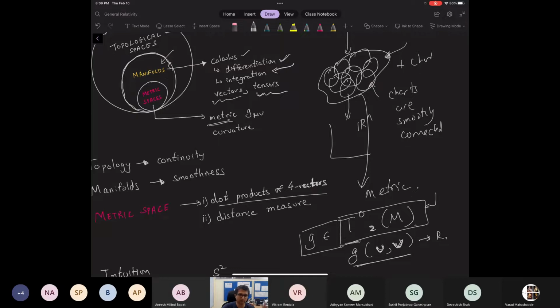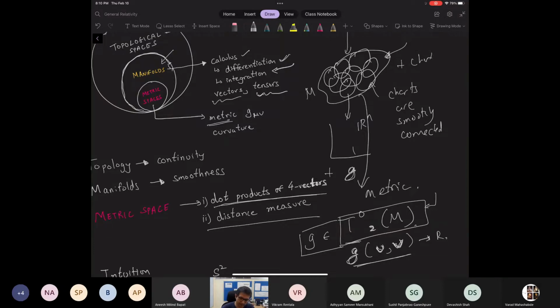I don't have to take a vector and a dual vector. I can really take 2 vectors as inputs and take their dot product by using this metric, which is a (0,2) tensor. And once I can take dot products of 4-vectors, you can also start to measure distances on the manifold. So now you can actually have a notion of distance between 2 points on a manifold. So the manifold plus this additional tensor field G, a particular tensor field of type (0,2).